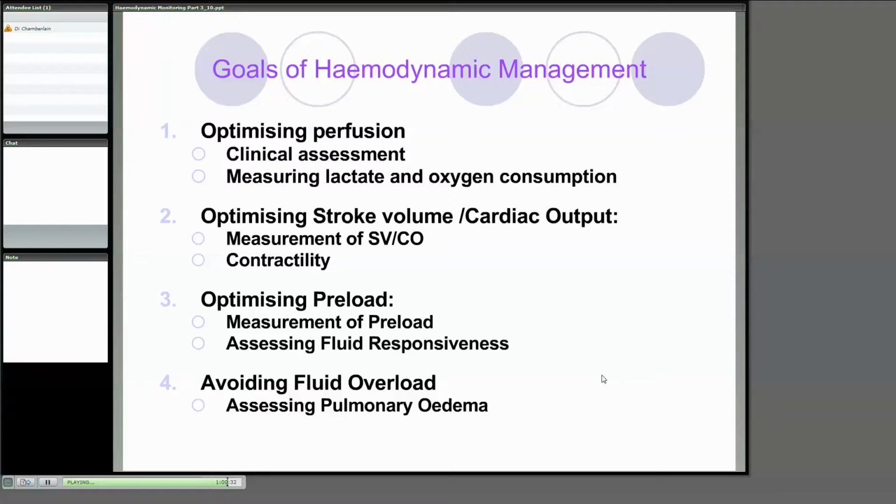Okay. Your goals are optimising perfusion, optimising your stroke volume and your cardiac output, ensuring they've got good contractility as well as being well filled, optimising preload, seeing if they're fluid responsive. Don't just trust that when they're prescribed fluid that they'll need it, because you're the advocate for the patient. Have a look at them and think about their fluid responsiveness.